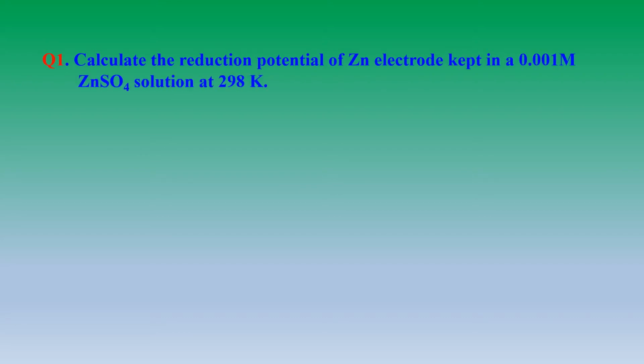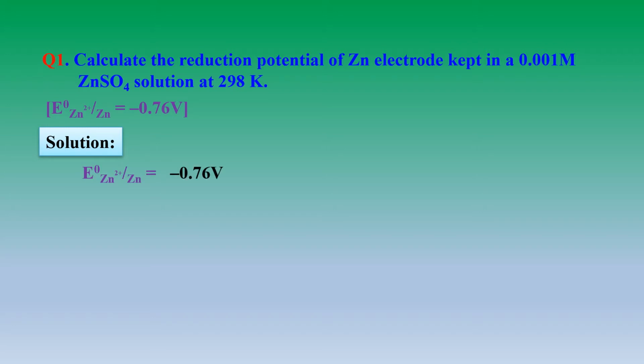Calculate the reduction potential of zinc, which is kept in 0.001 molar zinc sulfate solution at 298 Kelvin. The SRP value of zinc is given, E naught value is minus 0.76 volt. Let us consider the solution. We know that E naught of Zn2+/Zn is given, it is minus 0.76 volt. The concentration of Zn2+ ion in the solution is also given. It is equal to 0.001 molar, that is 1 into 10 to the power minus 3 molar.